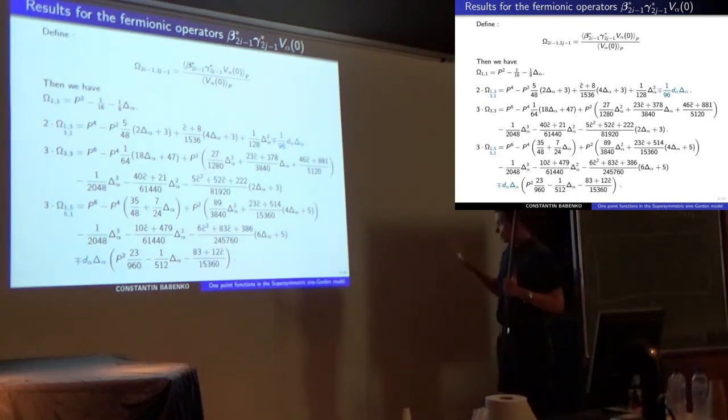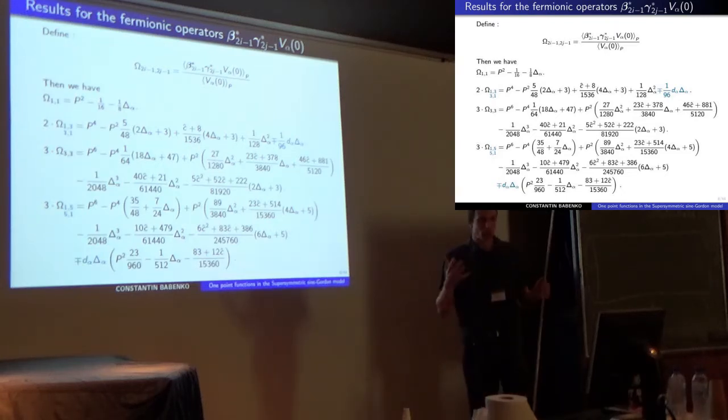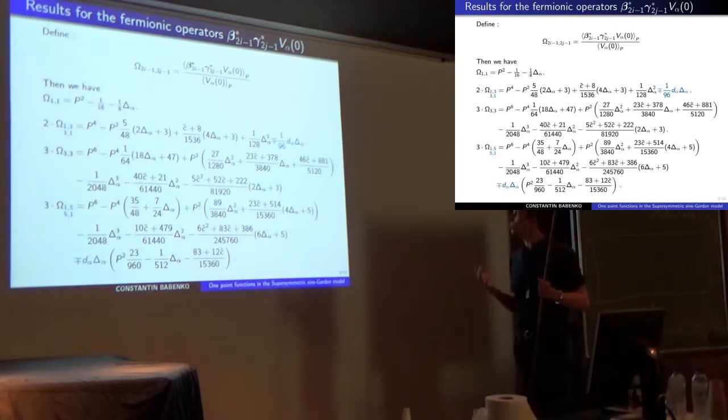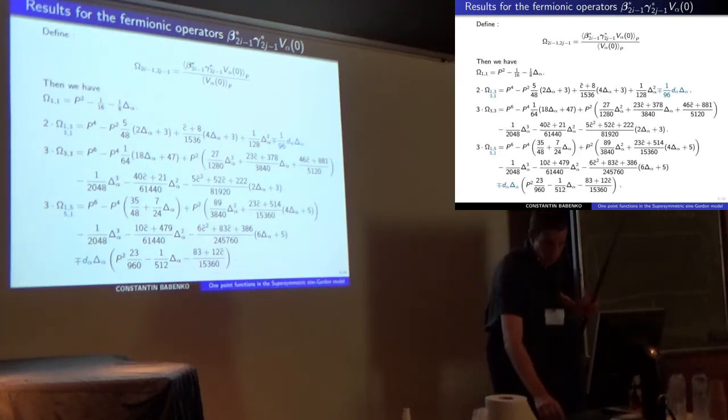So these are just the first one-point functions of the first fermionic elements. But what is really the main output of the paper is the scaling equation on this function omega, with which a priori you could extract any one-point function. So let's now talk about this.